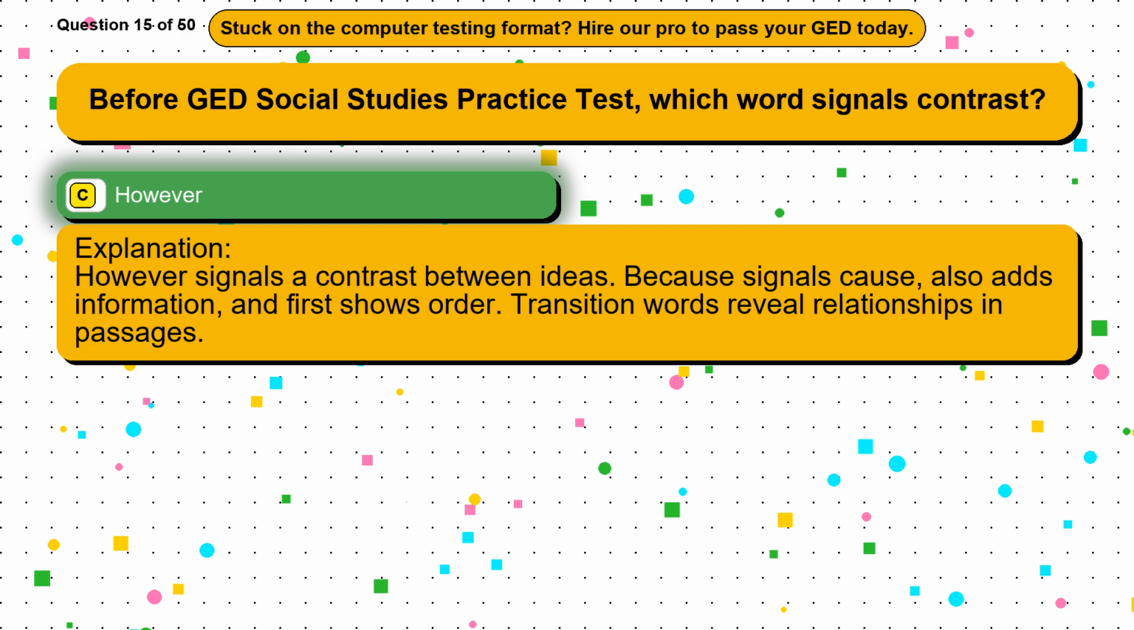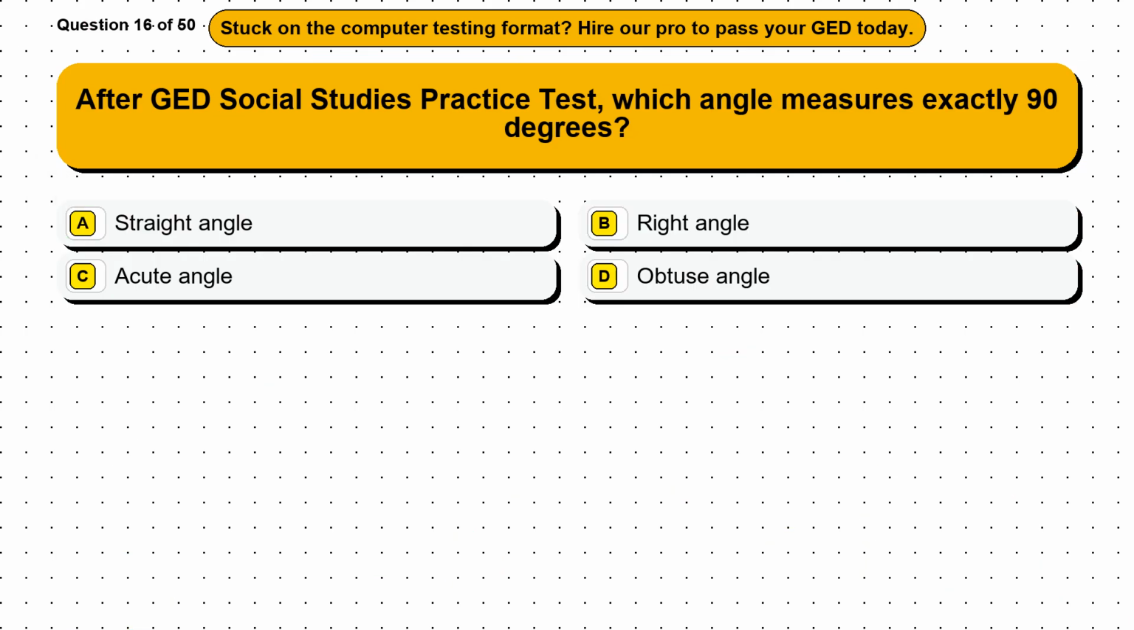Because signals cause, also adds information, and first shows order. Transition words reveal relationships in passages. Question 16. After GED Social Studies practice test, which angle measures exactly 90 degrees?